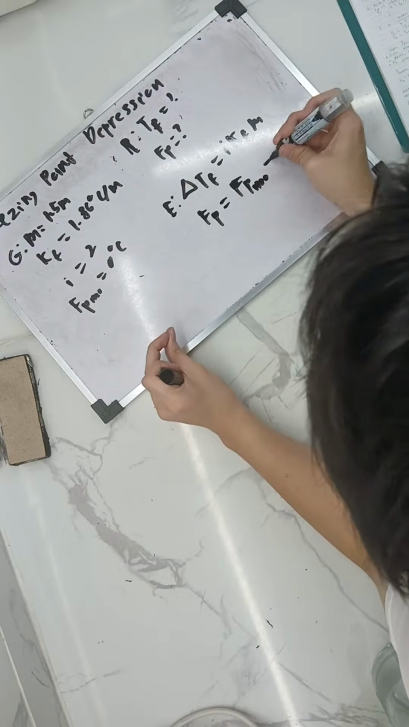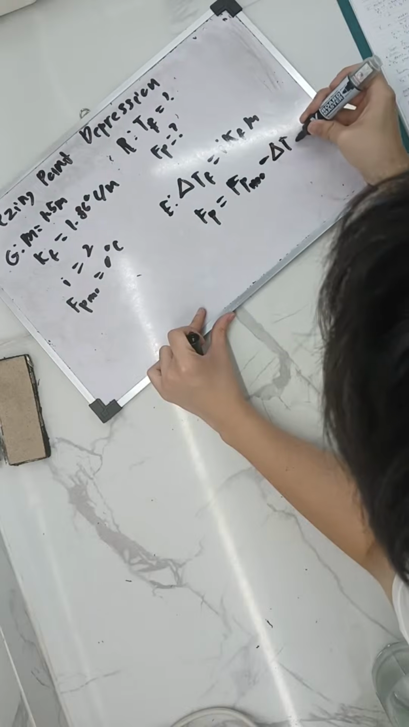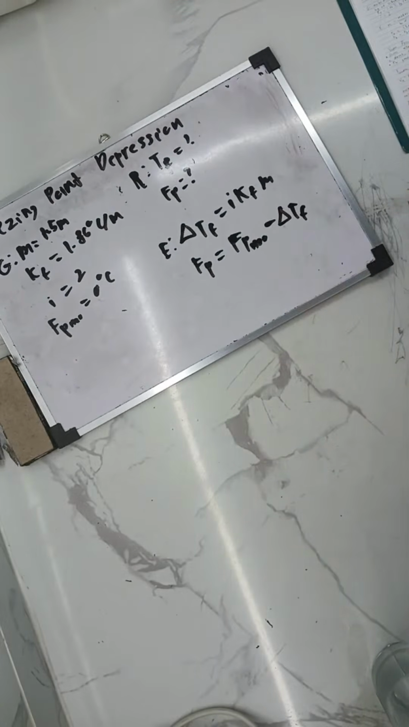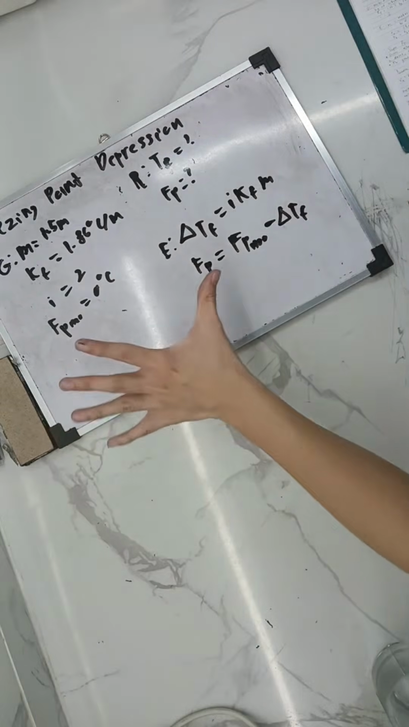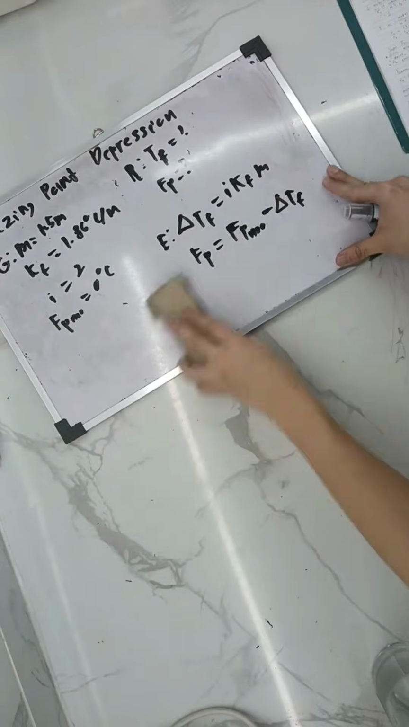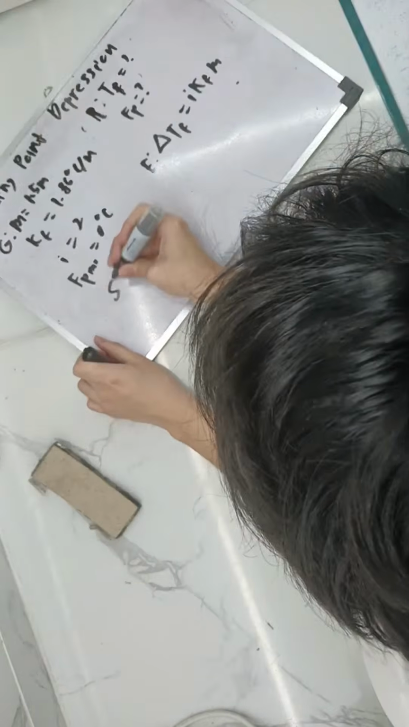minus the change of freezing point. So these are the formulas that we'll be needing for this exact problem. Okay, so we're simply just going to substitute the values since we already have them here. So let me just erase this and put the solution here.